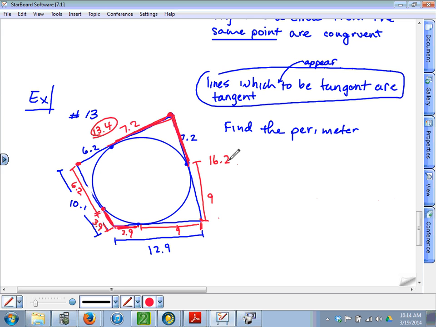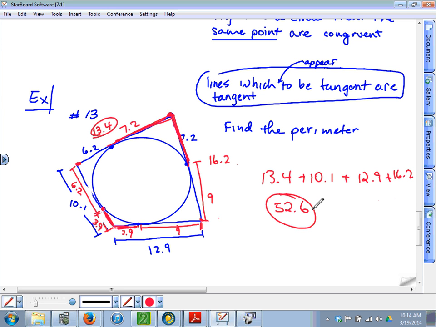Now we add them all up. Each complete side length, we have 13.4, and then we add 10.1, and then you add 12.9. And then finally you have the last one, which is 16.2, and that will give you the perimeter of the polygon. So what is it? 52.6. That's what you got? We'll go with that. 52.6. That's the perimeter. We added up all these.